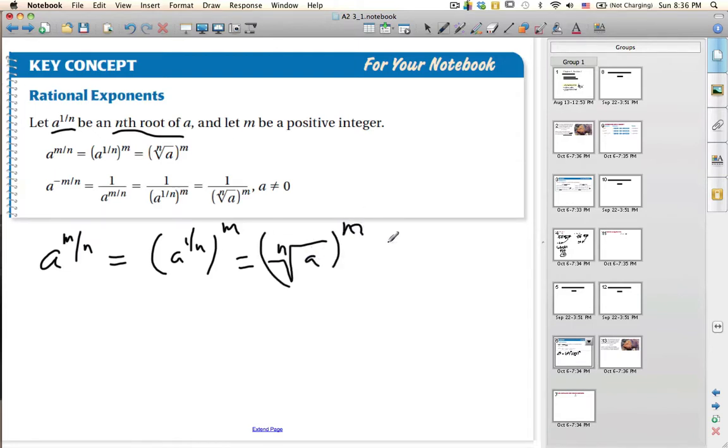Well, what does this really do for me? What this basically says is that if I have roots and powers put together in a single problem, I can take the index of the root and make it the denominator of a fraction, and take the power, the exponent, and make it the numerator in a fraction, and now I can write my whole expression here as a power with an exponent that is a fraction.